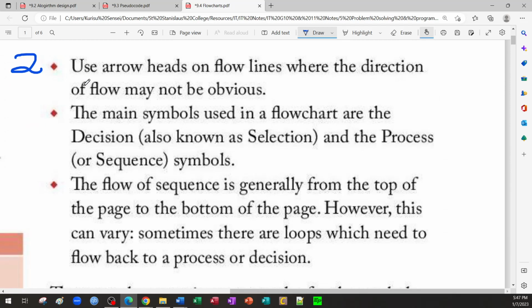Our second rule: use arrowheads on flow lines where the direction of flow may not be obvious. So basically, use arrowheads on your flow lines. Now, if you read it carefully, use arrowheads on flow lines where the direction of flow may not be obvious. It's kind of indicating that it's actually not necessary to draw that arrowhead.